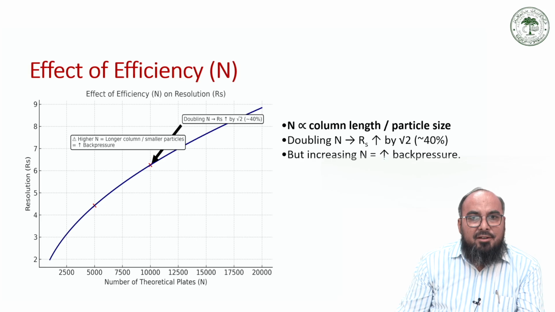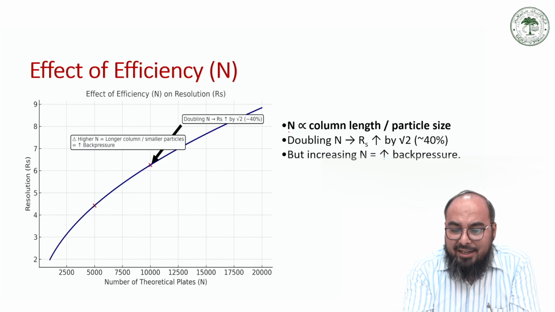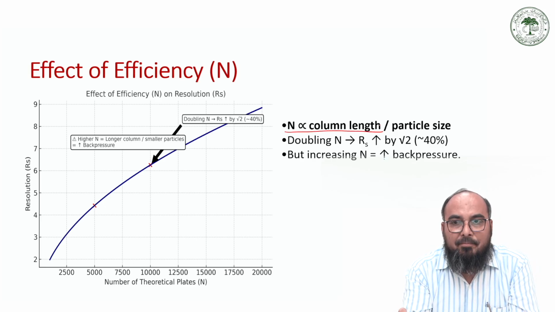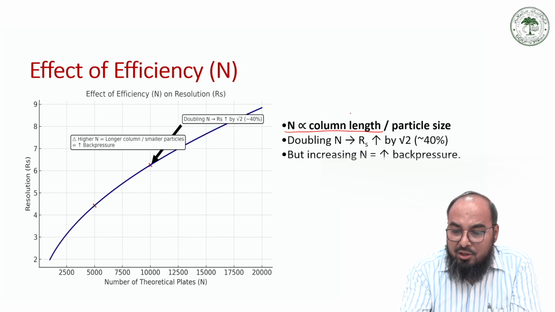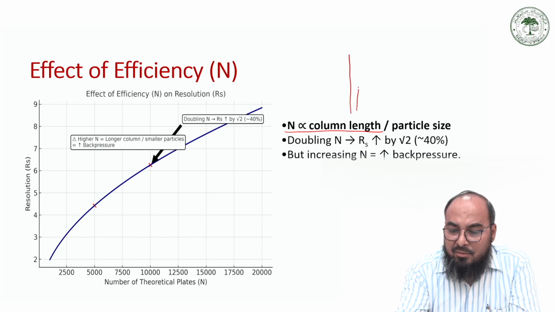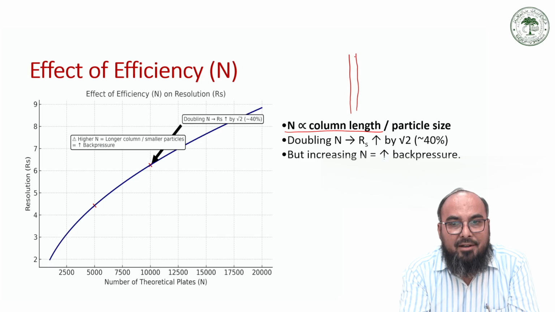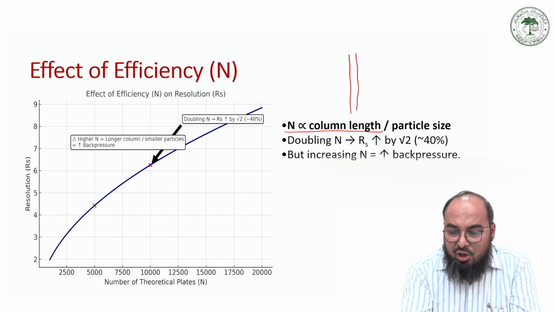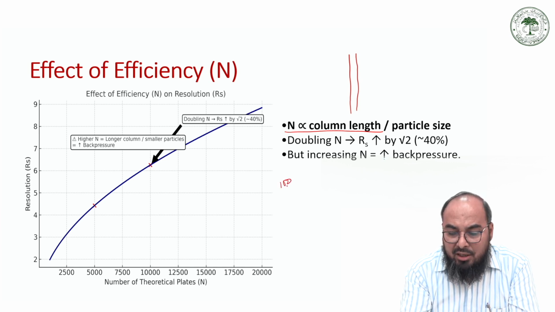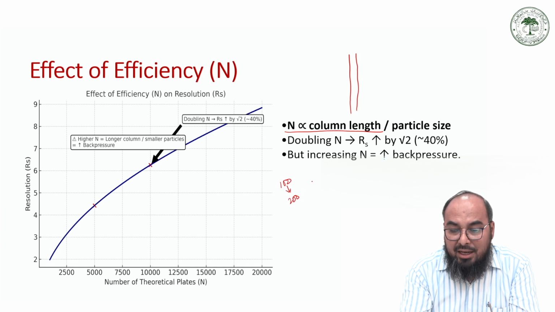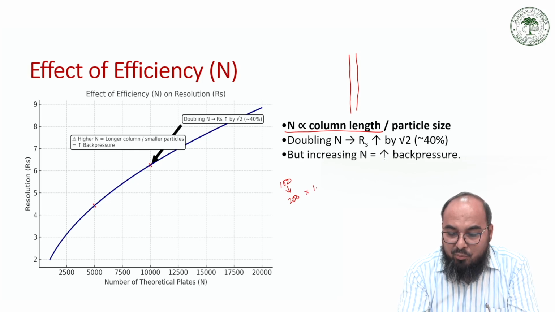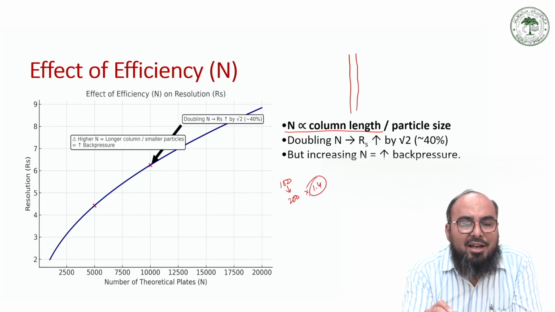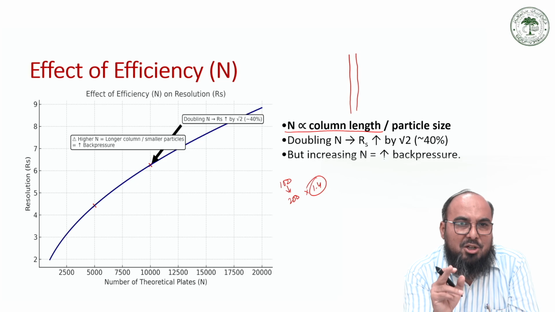Now the efficiency. Efficiency, n, is directly proportional to column length, or depends on the particle size. So the moment you increase n, you are actually increasing the length of the column, so you are increasing the number of theoretical plates. If you double your n, for example, if you had a 100 plate system earlier and you increase it to 200, then this will increase the resolution by only 1.4%. So again, this is not affecting very much.